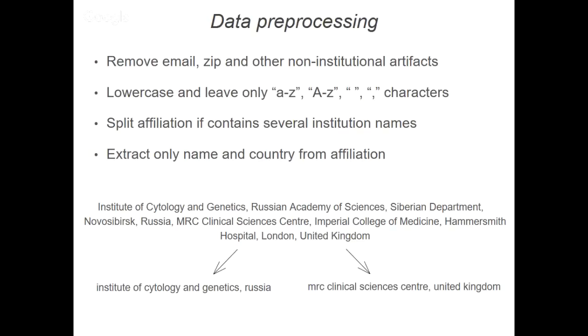So in that example, we have Institute of Cytology and Genetics and MRC Clinical Science Center. It will be split into these names: Institute of Cytology and Genetics, Russia, and MRC Clinical Science Center, United Kingdom. Maybe in the future I will try to introduce the city in this name string. For now, it's just the institution name and country.